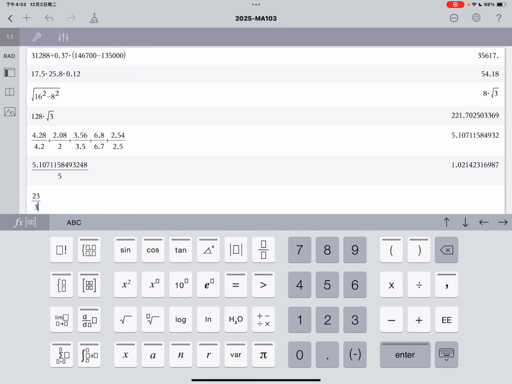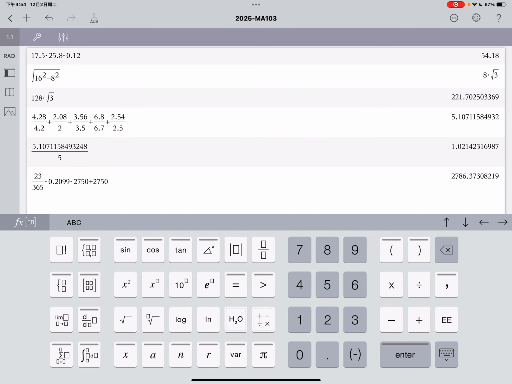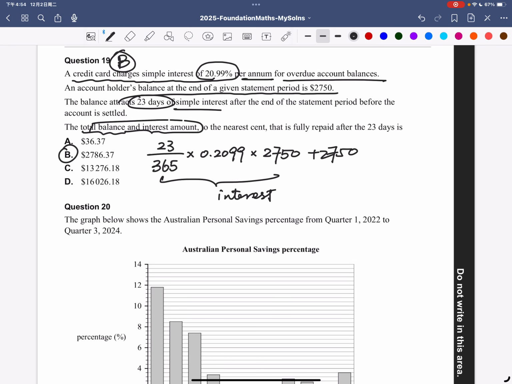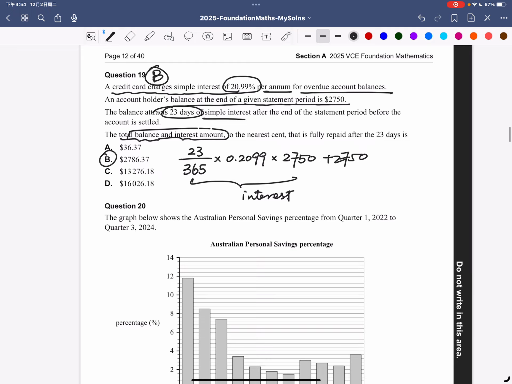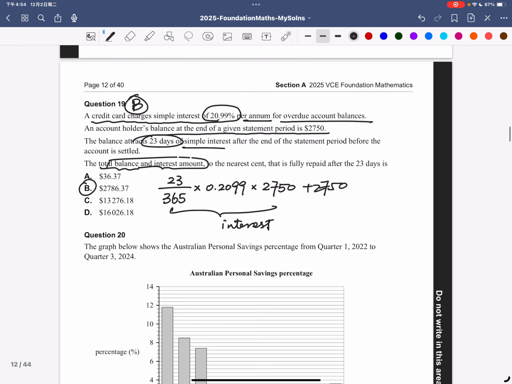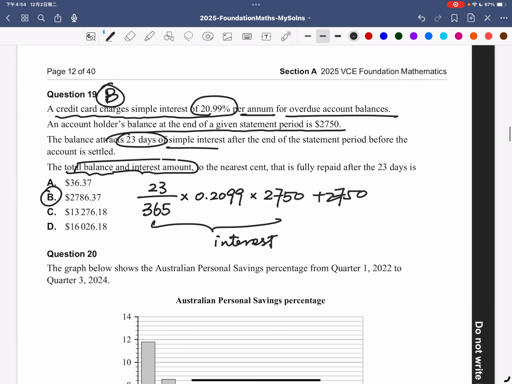23 divided by 365 multiplied by 0.2099 multiplied by 2750 plus 2750. Yep, let's have a look. 2786.37. Option B. So in future, if you don't want to pay the interest, make sure you control your spending on your credit card, okay?